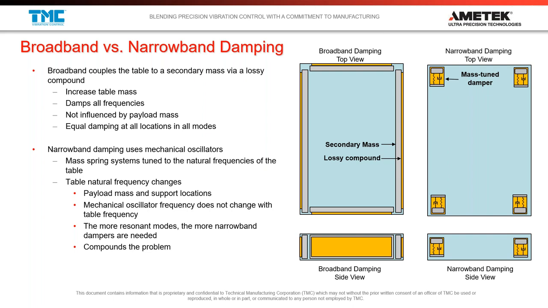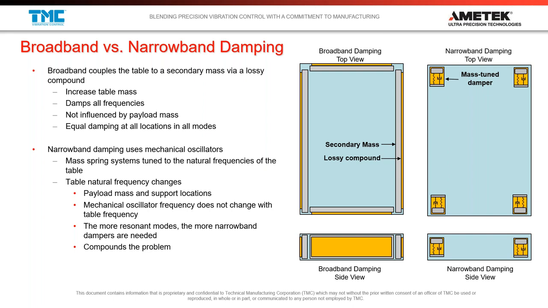Like I said before, damping is going to want to dissipate energy into entropy, and basically dissipate any energy. And that's what this lossy compound and this mass is doing. We're taking large masses and a lot of lossy compound and building it into the table so that we're effectively absorbing the resonant frequencies in a broad frequency spectrum.